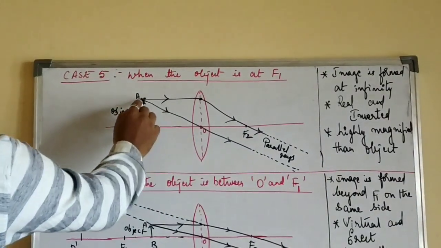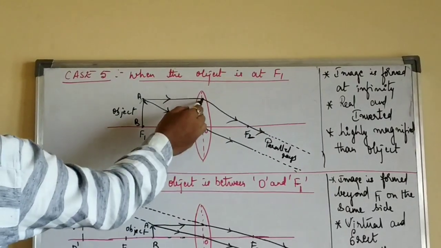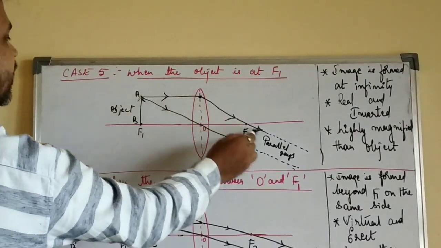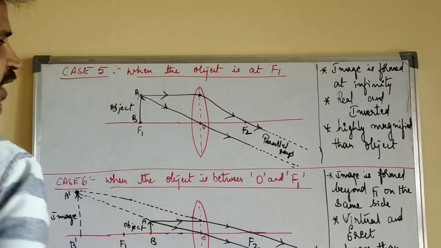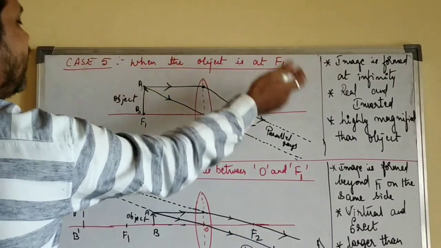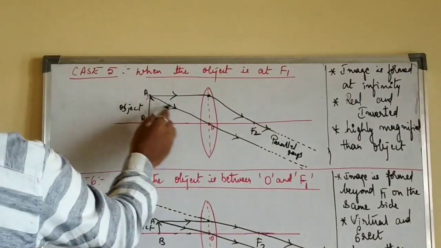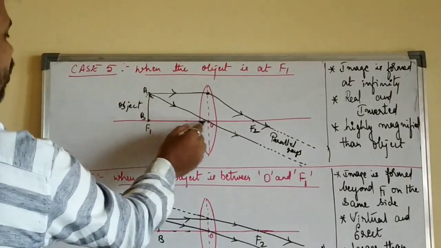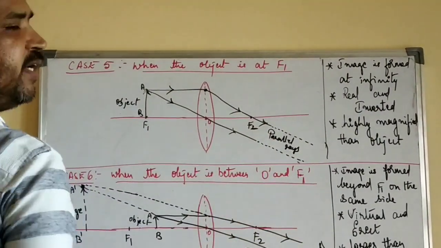Now, one incident ray is going parallel to the principal axis, and at the interface, it is refracted and passes through the second principal focus on the other side. F2 indicates the second principal focus on the other side of the lens. Now, one more ray is going through the optic center. You can see here, it is going through the optic center, therefore it goes undeviated.